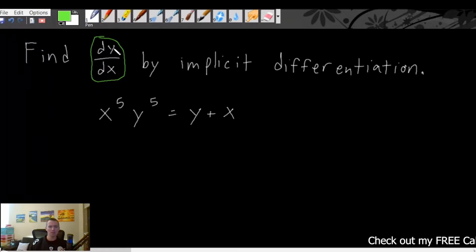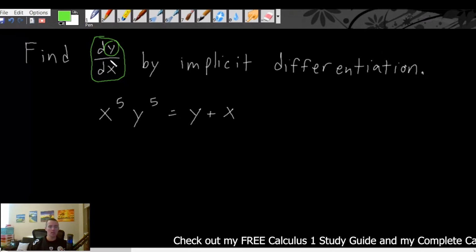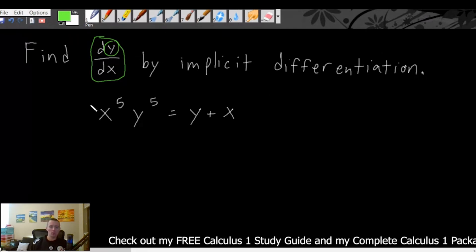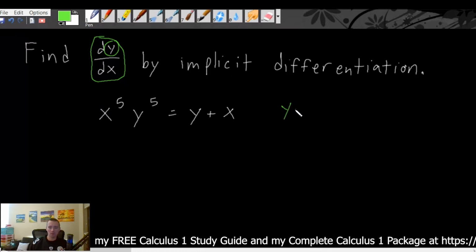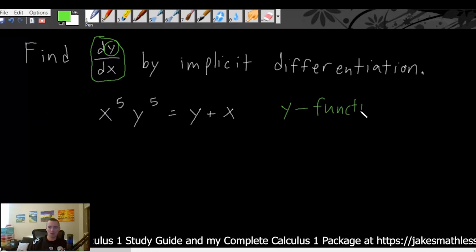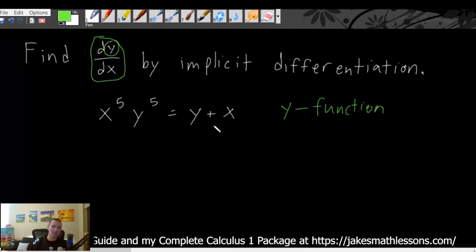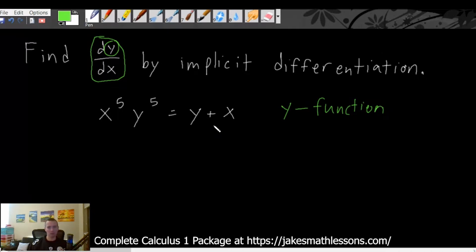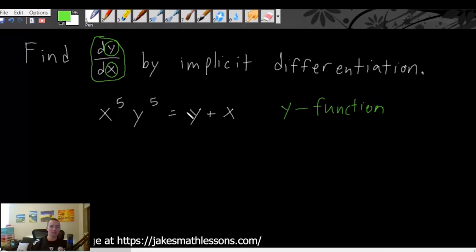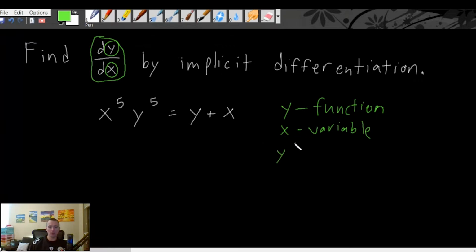So right off the bat, whatever you have on the top here, in this case y, tells you we want to treat y as a function. So y is a function, and the thing that it is a function of is going to be whatever this letter down here is. So x is going to be our variable. So right away we know y is a function of x. You could almost think of it like this, y of x.